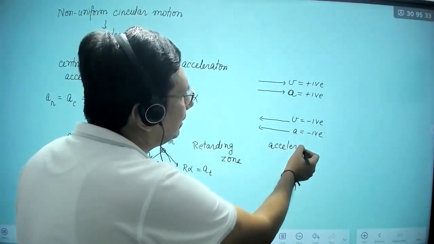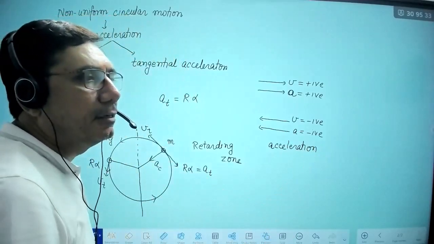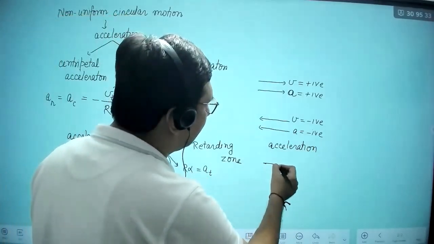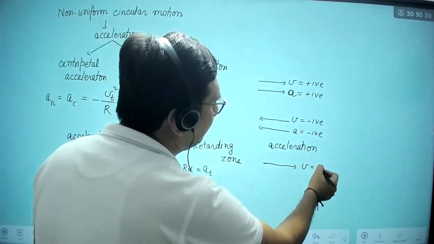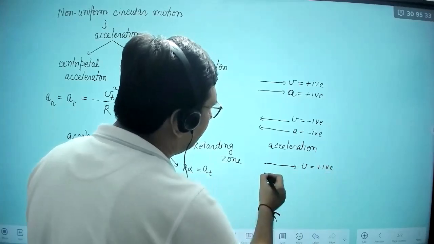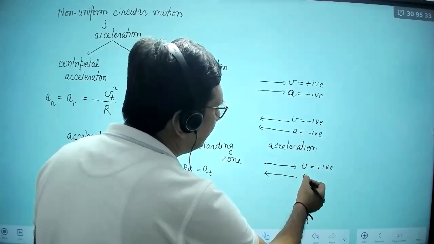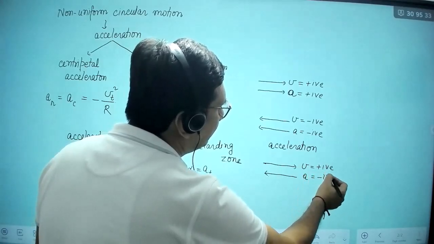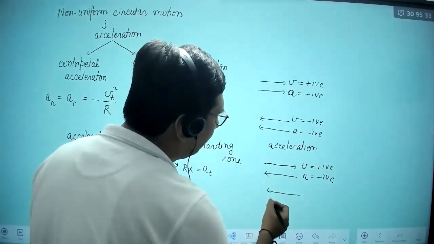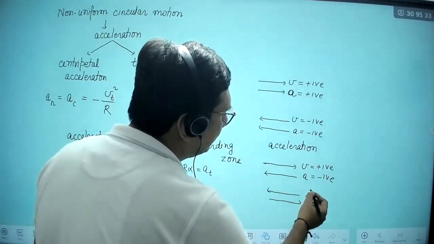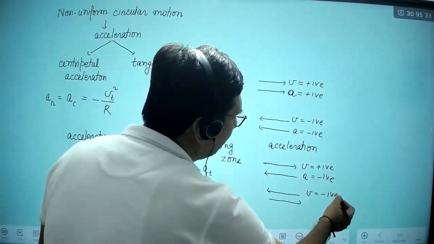Acceleration. So this is the condition of acceleration. When it will be retardation, for retardation it is necessary that velocity and acceleration will be in opposite direction. So if velocity is positive, then acceleration should be negative. And here, if it is here, it will be here. So this may be the situation. V is negative here, then A is positive.